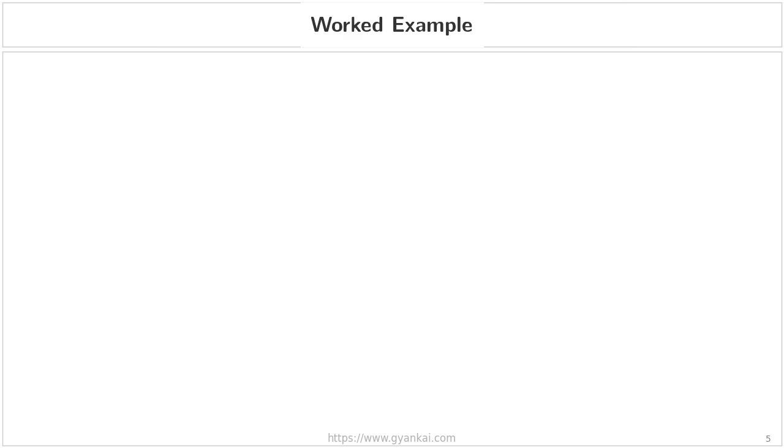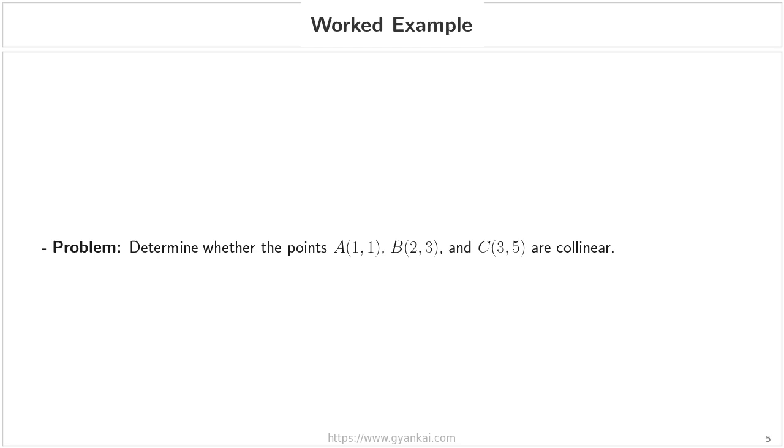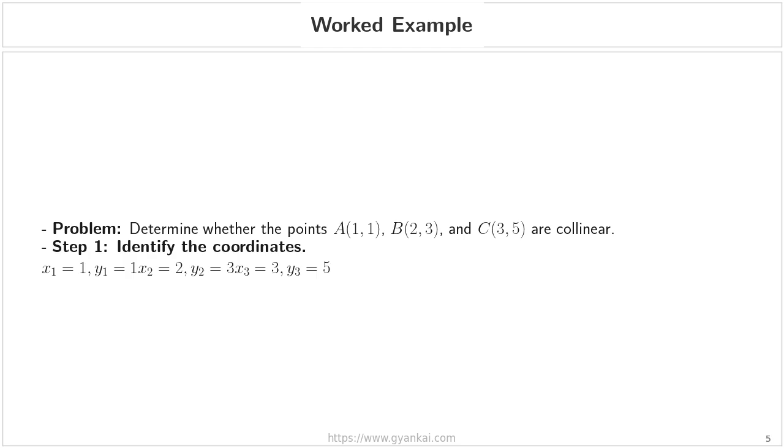Worked example. Our problem today is to determine whether these 3 specific points, A with coordinates 1, 1, B with coordinates 2, 3, and C with coordinates 3, 5, are collinear. To solve this, we'll follow the process I just outlined in the previous slide. First, step 1, we identify our coordinates. We have x1 equals 1, y1 equals 1, x2 equals 2, y2 equals 3, and x3 equals 3, y3 equals 5.